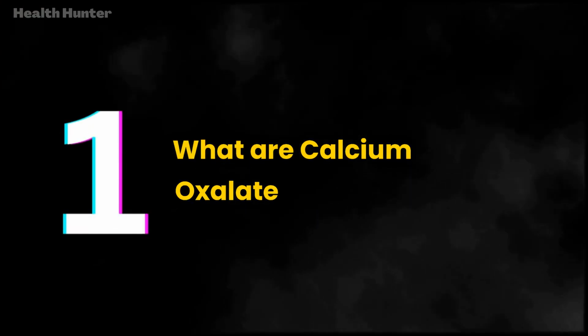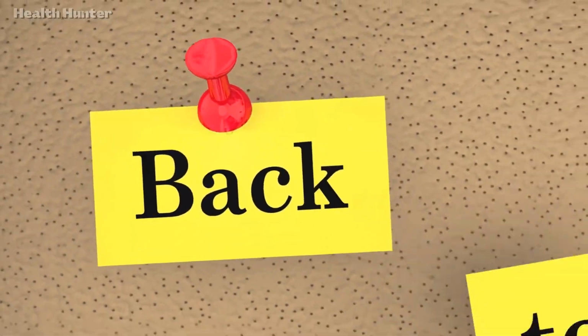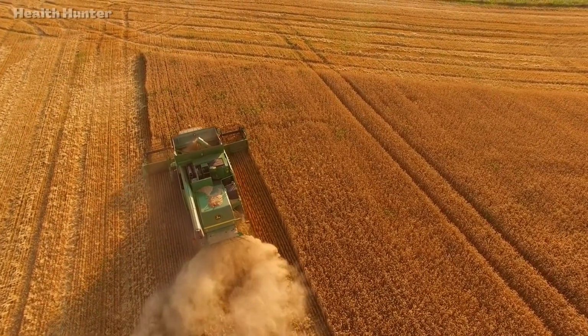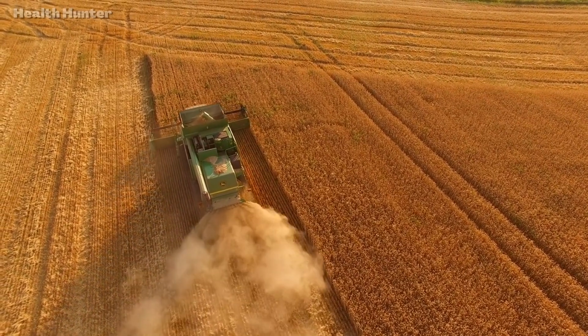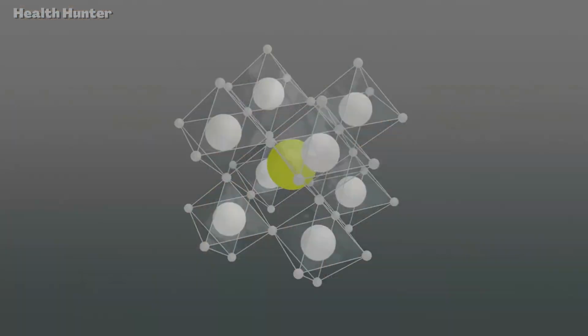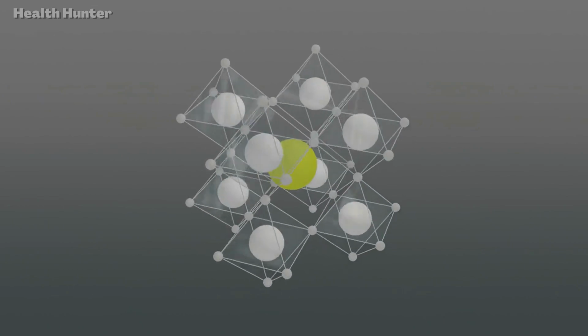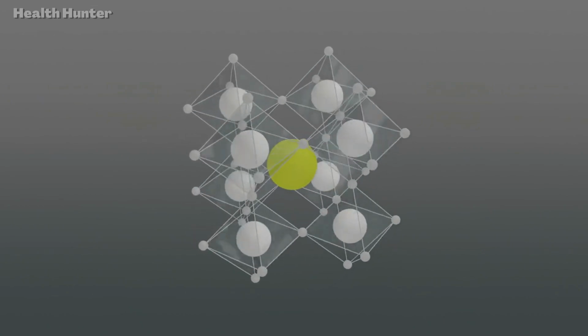Section 1. What are calcium oxalate crystals? Let's start with the basics. Calcium oxalate crystals are tiny, jagged crystals that can be found in urine. They are formed when calcium and oxalate combine and precipitate out of the urine.